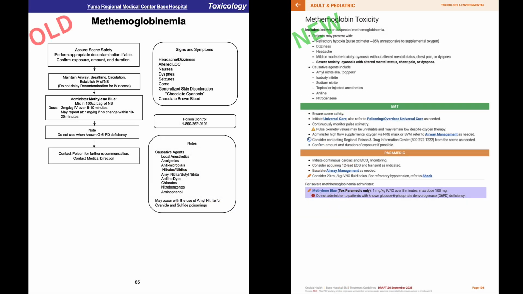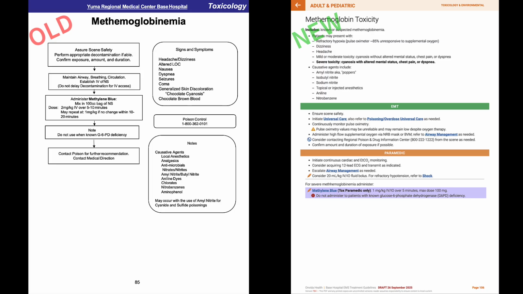This is the final page in the toxicology and environmental section, and it covers methemoglobin toxicity. This condition is rare but potentially life-threatening, and it occurs when iron in hemoglobin is oxidized, impairing the blood's ability to carry oxygen, even when oxygen is being delivered properly to the lungs.